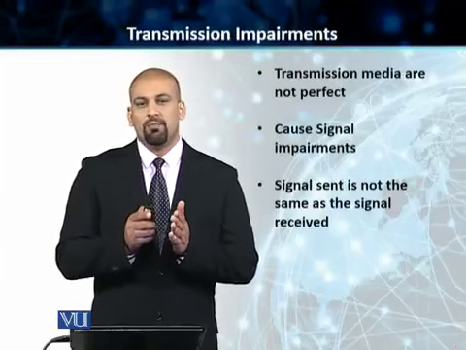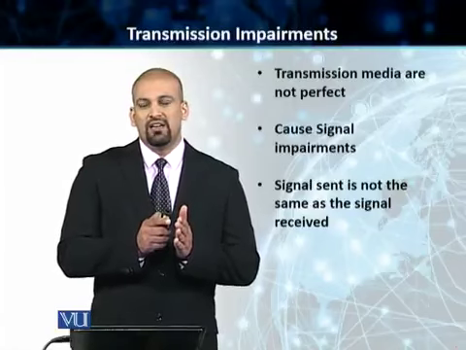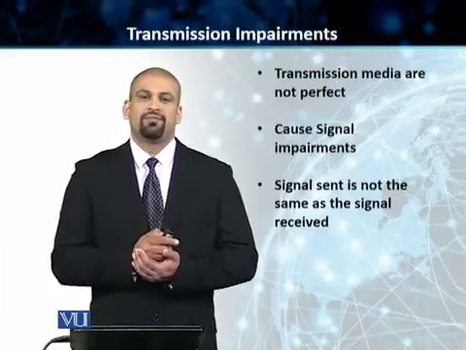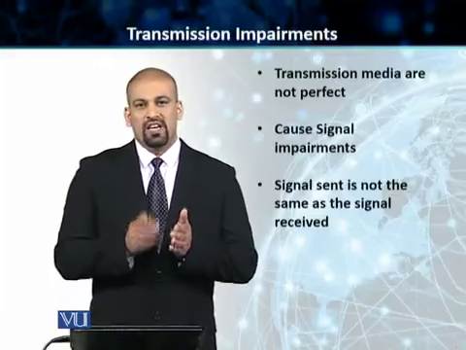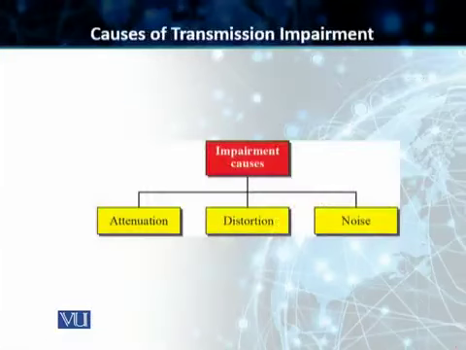Transmission impairments mean that the signal at the sending end is not the same as the signal at the receiving end. What we send is not what we receive. Students, transmission impairments के different causes होते हैं, but there are three major causes of transmission impairments.